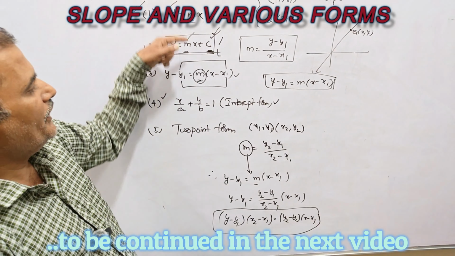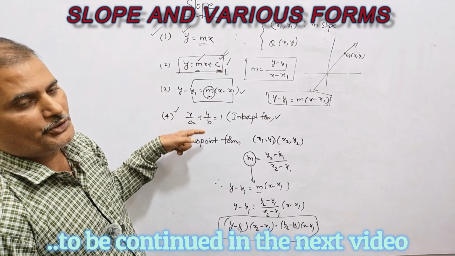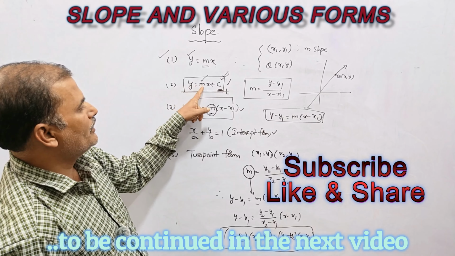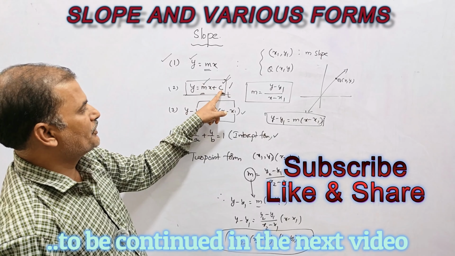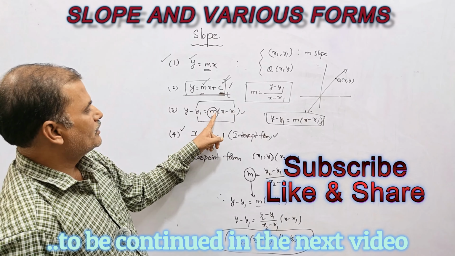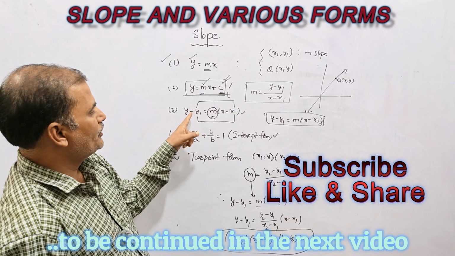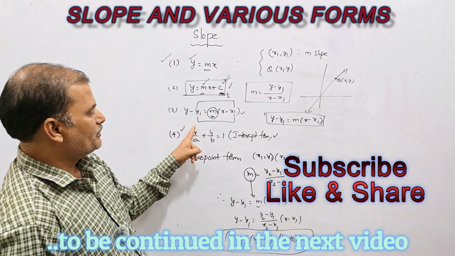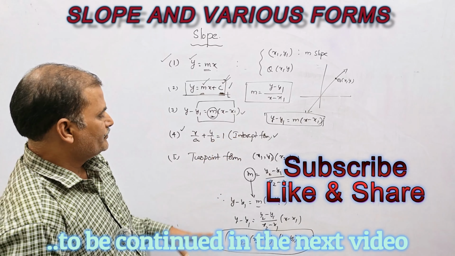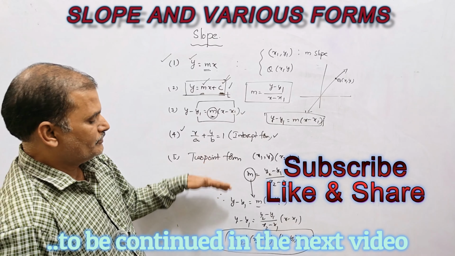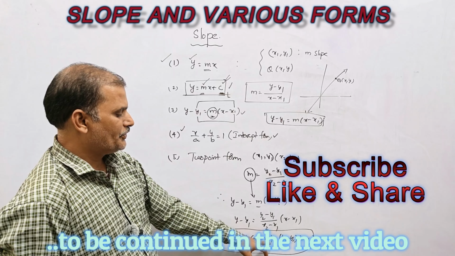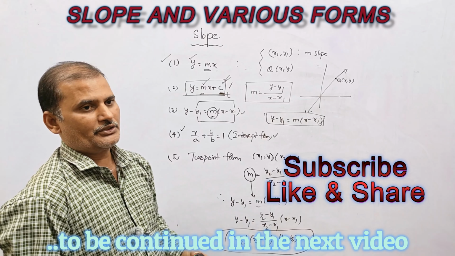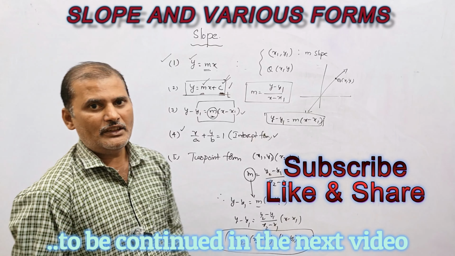Now here we have obtained the 5 various types of slope forms. First one is y is equal to mx. Second one is y is equal to mx plus c, when slope and y-intercept are given. And the third one is when slope and point are given, we use the formula y minus y1 is equal to m into x minus x1. When intercepts are given, x by a plus y by b is equal to 1. And the final one is the 2-point form, that is y minus y1 into x2 minus x1 is equal to y2 minus y1 into x minus x1. These are the various types of the forms.